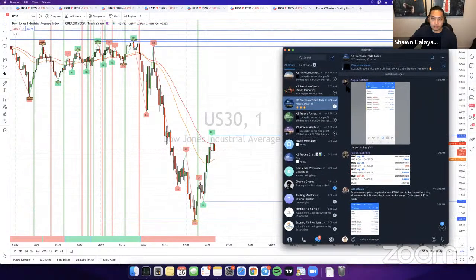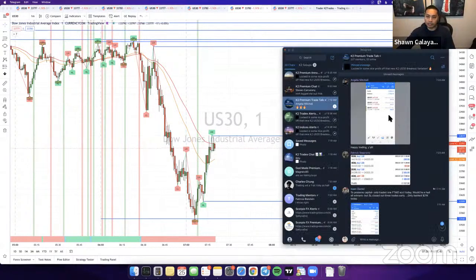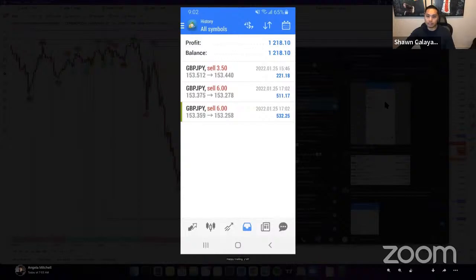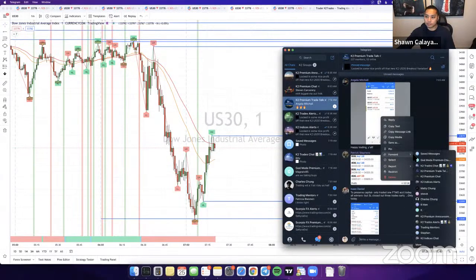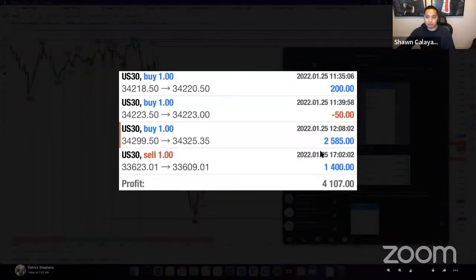All right, other than that, there's a couple of profits here that people have been posting. I'm still looking for trades, guys, but there's nothing available right now. So let's see what other people lock in for the day. Angela locked in a total of 1,218 off GJ. Nice work, Angela. Patrick over here locked in a total of 4,107. Nice work.